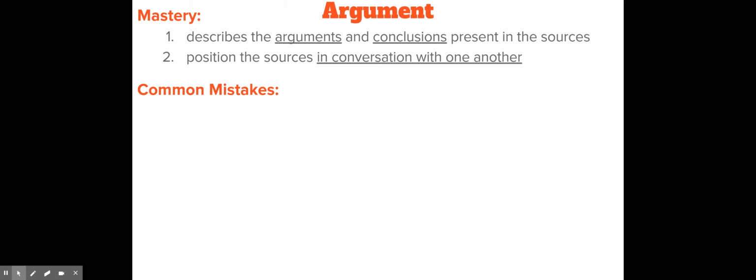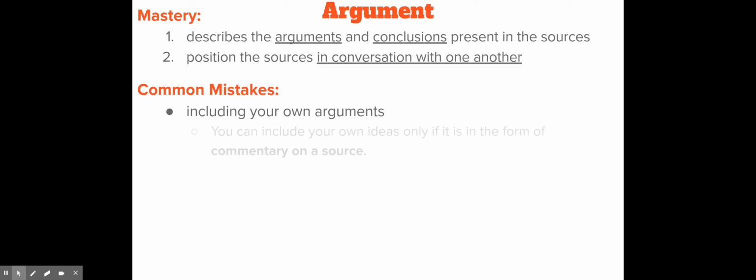All right, common mistakes I saw last year. Number 1, including your own arguments. Your arguments do not matter for this assignment. You really should not be making your own arguments. You are only reporting the arguments and conclusions of your sources. Now, that doesn't mean you can't include your own ideas. You can include your ideas only if it is in the form of commentary, okay?